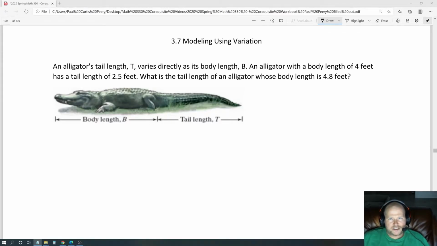3.7, modeling using variation. An alligator's tail length, T, varies directly as its body length, B. An alligator with a body length of 3 feet has a tail length of 2.5 feet. What is the tail length of an alligator whose body length is 4.8 feet? Okay, now it says T varies directly.